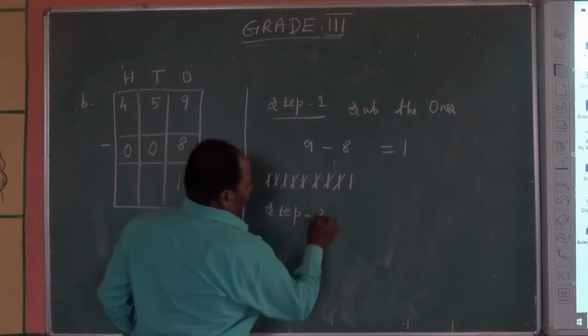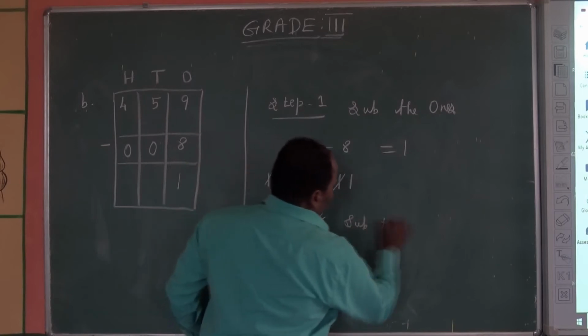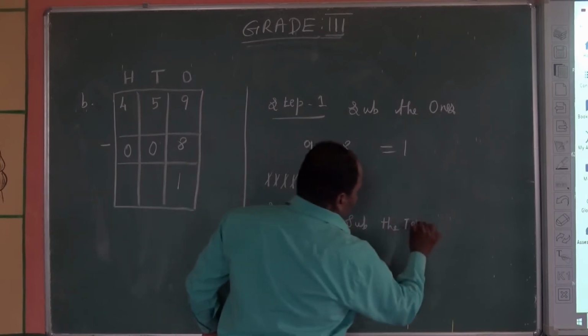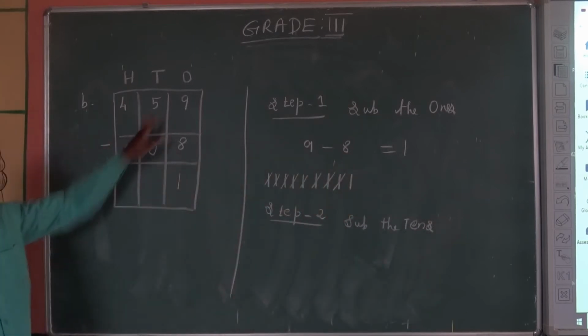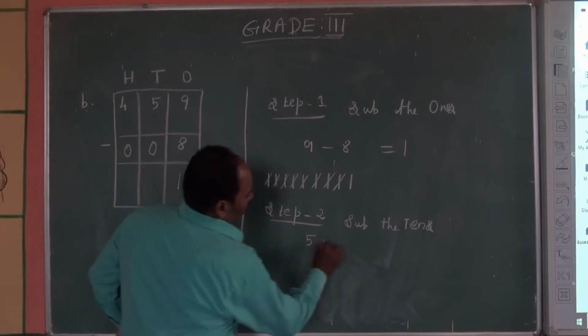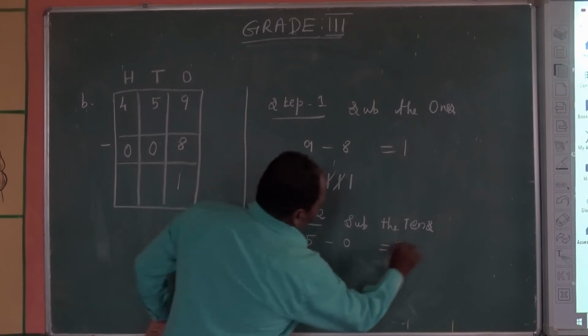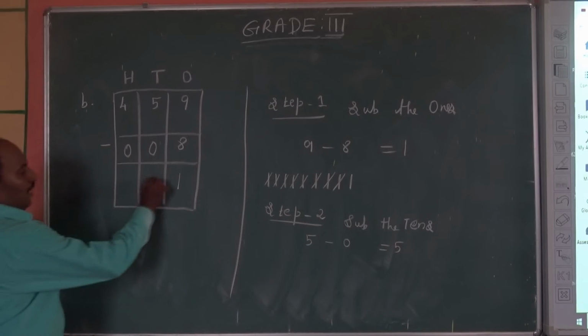Step 2, subtract the tens place. Here 5 tens minus 0 tens. 5 minus 0 is equal to 5.